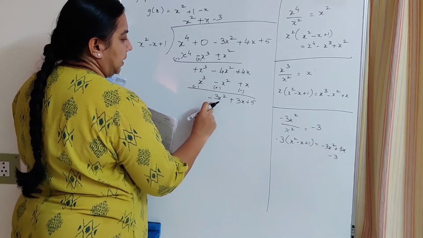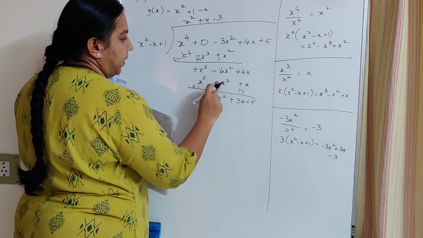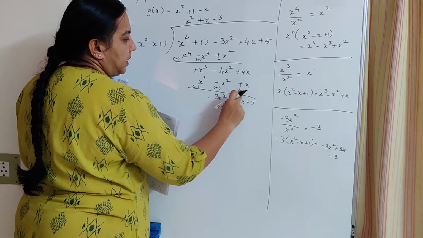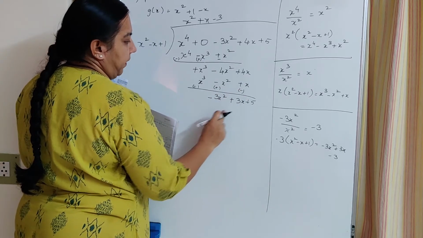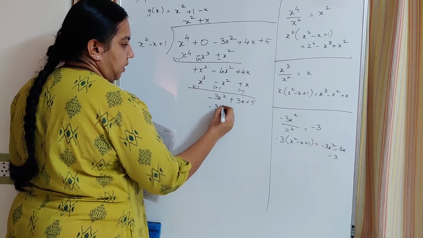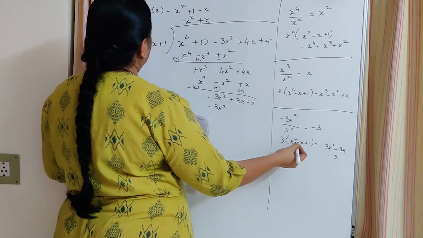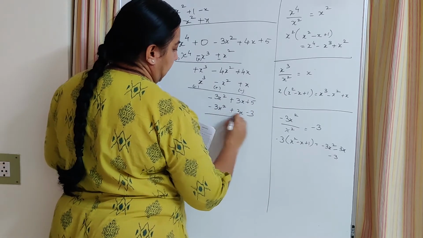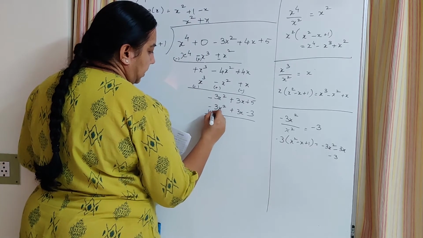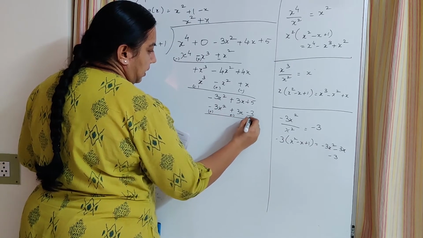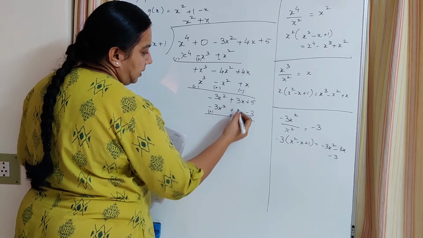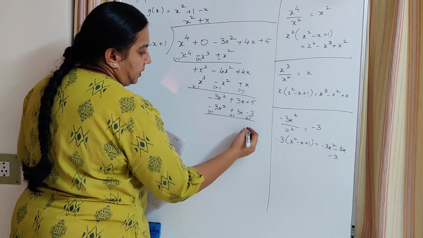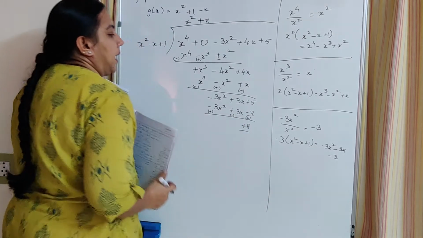Minus 4x square, and this term gets cancelled. Minus 4x square plus x square is minus 3x square, plus 4x minus x is plus 3x, plus 5. And it comes to be minus 3x square, minus into minus, it is plus 3x minus 3. And when again I subtract, so I am changing the symbols. So this term gets cancelled. This term, even this term gets cancelled. Only this term, the constant term alone is there. Plus 5 plus 3, it sums up to plus 8.